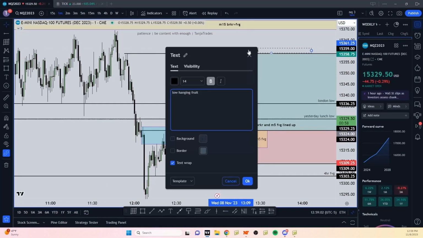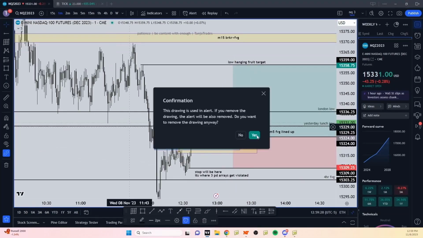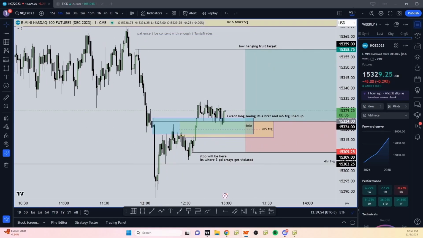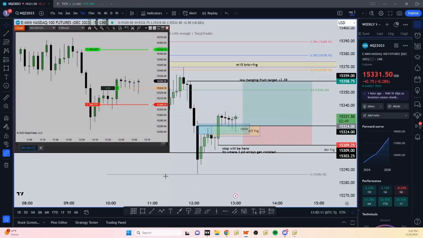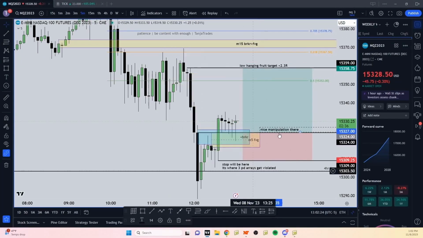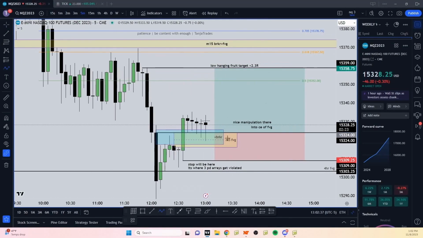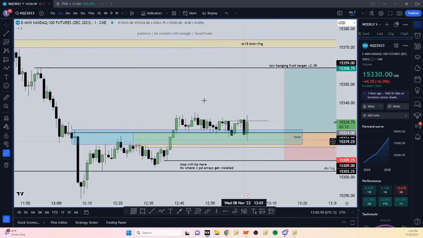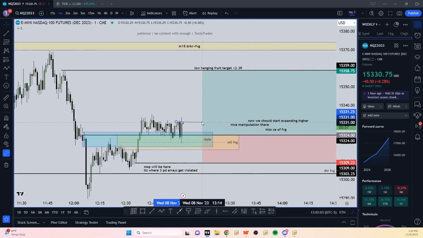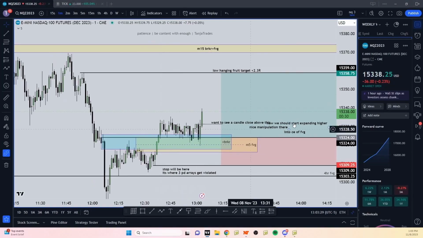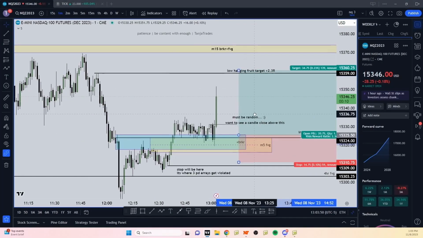I put my stop below the leg that created that fair value gap, and also those would be 3 PD arrays that would get violated on the 1-minute chart. I do believe I marked out the wrong breaker here, but it doesn't really matter because that could be considered a mitigation block.